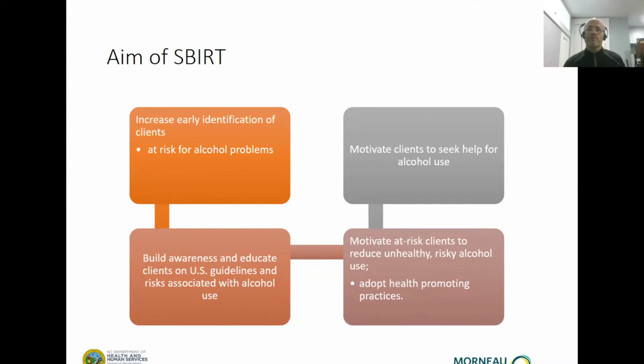Thirdly, we want to motivate at-risk clients to reduce unhealthy, risky alcohol use, meaning those who don't have true pathology or alcohol use disorder that's diagnosable, someone who perhaps can cut down their drinking. Perhaps we can talk about healthy drinking habits. And then we want to motivate those who do have a diagnosable form of alcohol use disorder or alcoholism, whatever you want to call it, to seek help for alcohol use.